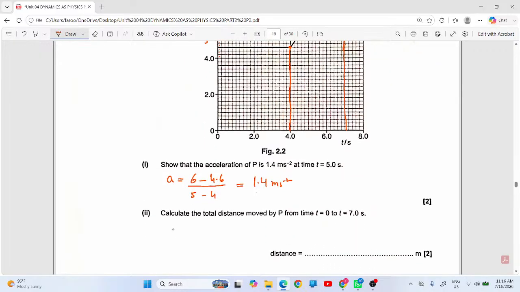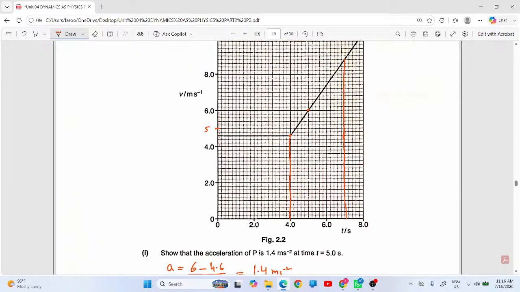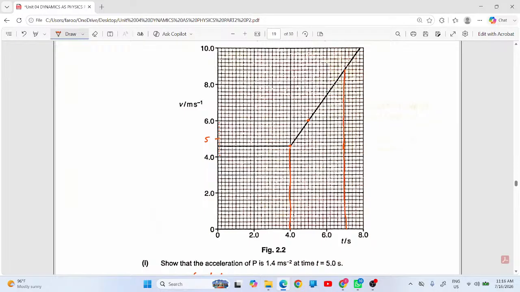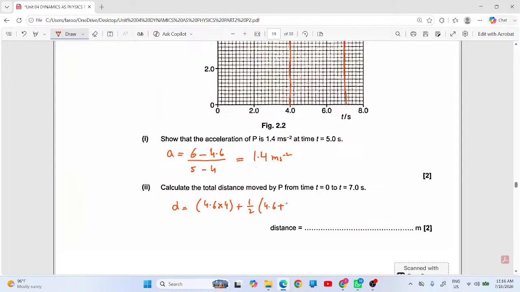One is the rectangle. Area is length 4.6 multiplied by breadth 4. Then the trapezium: 1 by 2 times the sum of parallel sides, one side 6 and the other up to 8.8, and the distance between them is 7 minus 4, which is 3. So 4.6 multiplied by 4 is 18.4.